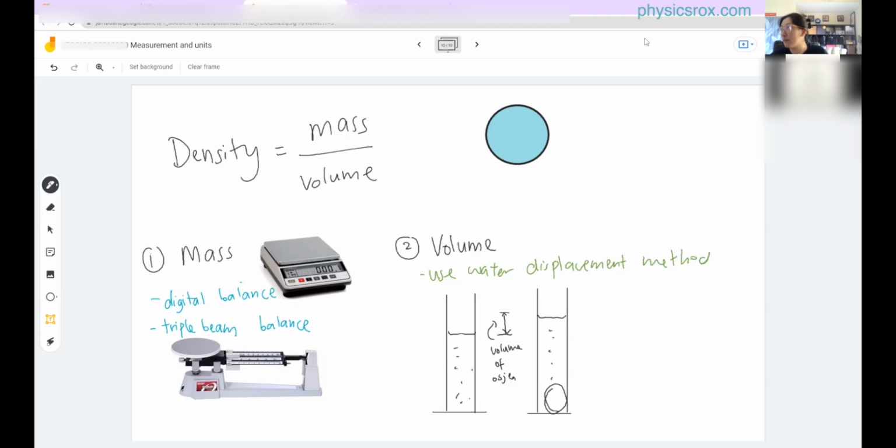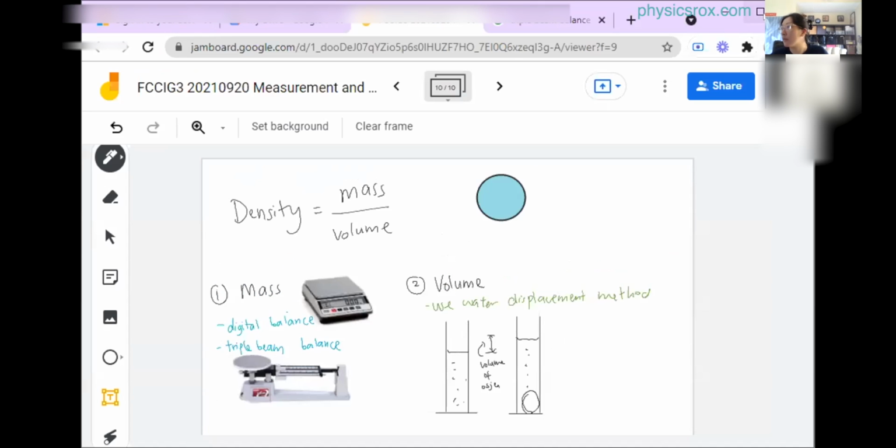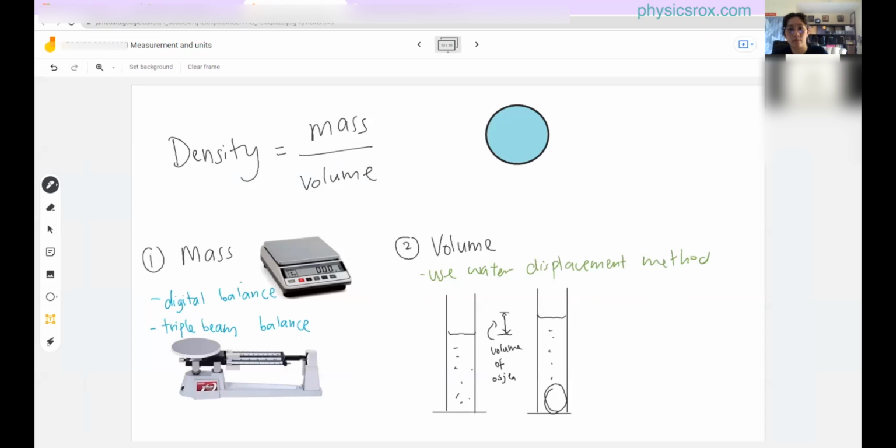Do you know the density or not? Kg per m squared, m2. Okay. MO. What's MO? What's mole? No. Oh, no. Okay.